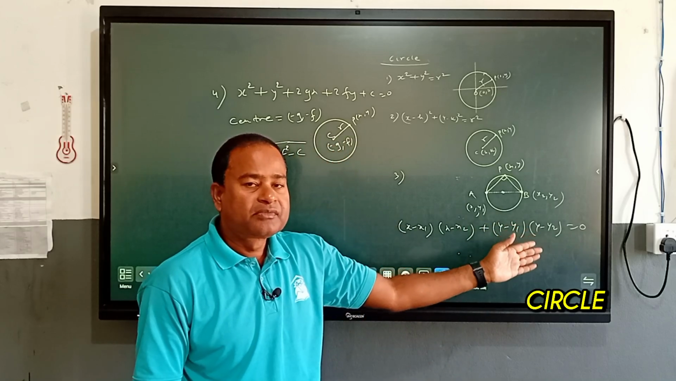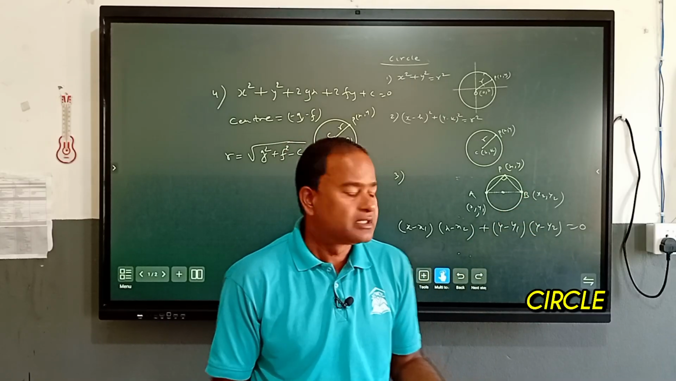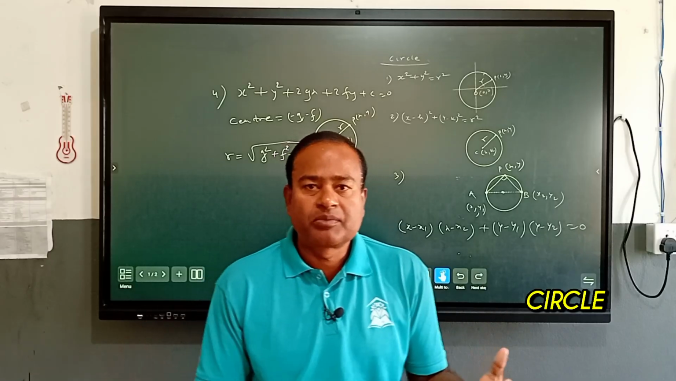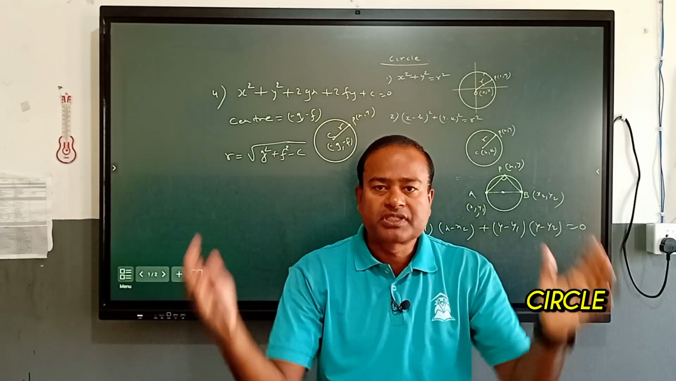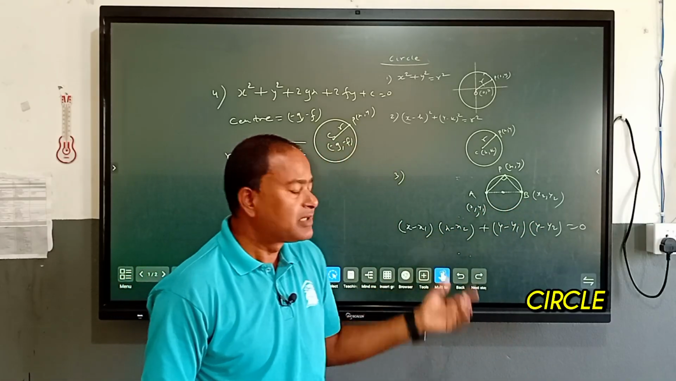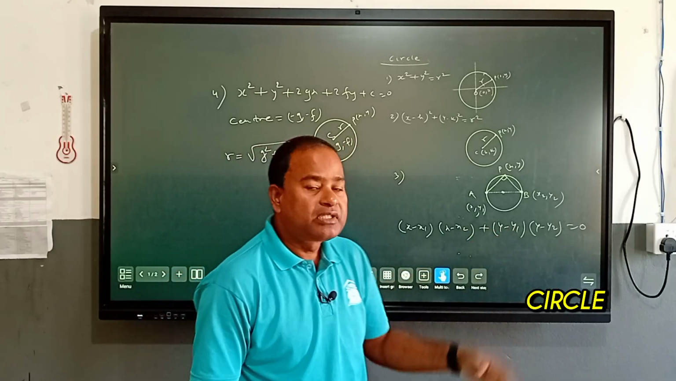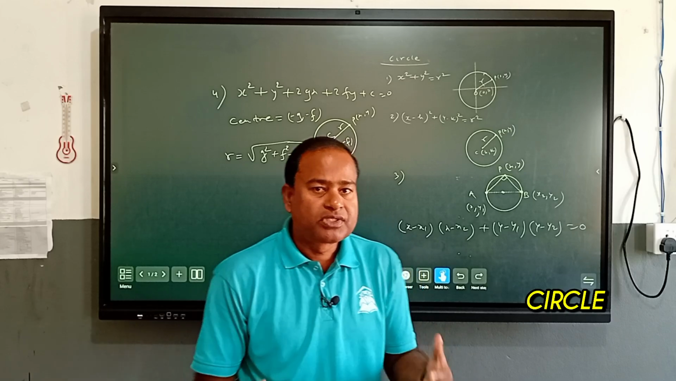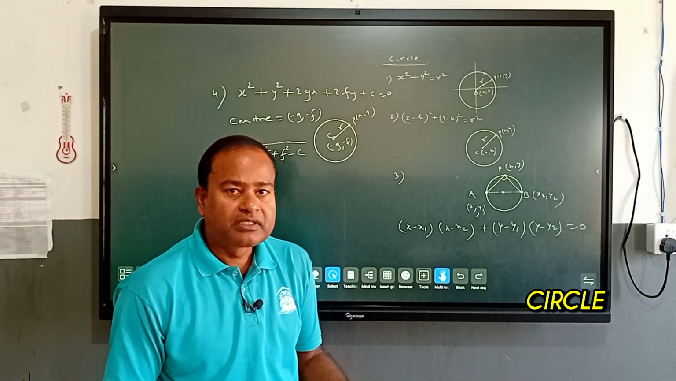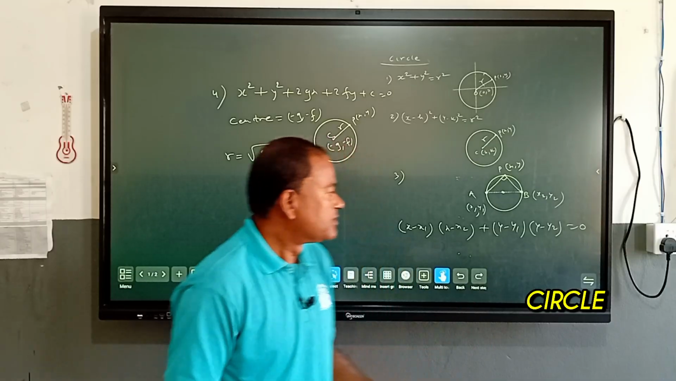Dear students, the third formula of the equation of a circle is known as the equation of a circle in the diameter form. When two ends of the diameter of a circle, (x1, y1) and (x2, y2), are given, in that case the equation of the circle is given by the formula (x minus x1)(x minus x2) plus (y minus y1)(y minus y2) equals 0. Dear students, (x, y) is any point on the circumference of the circle, and (x1, y1) and (x2, y2) are the two ends of the diameter of the circle.